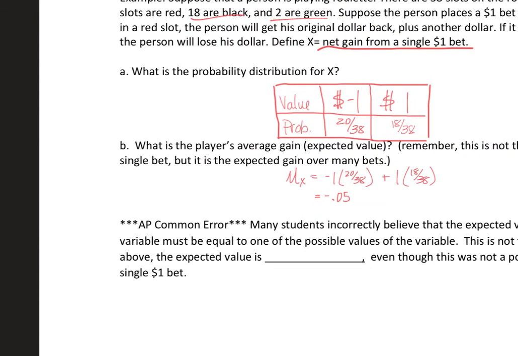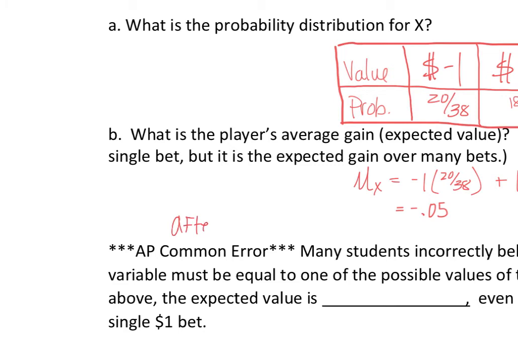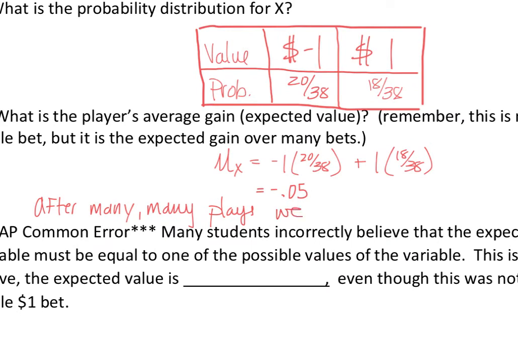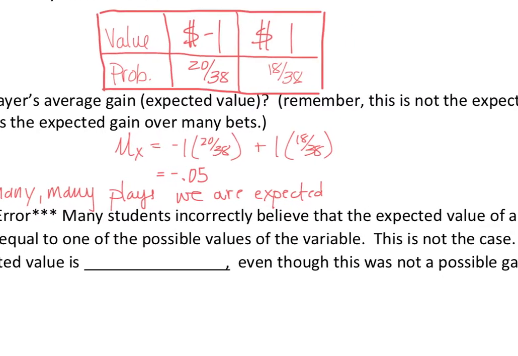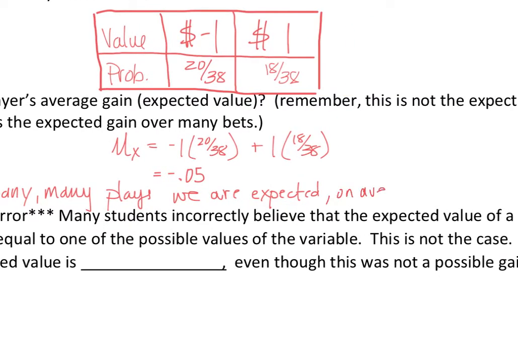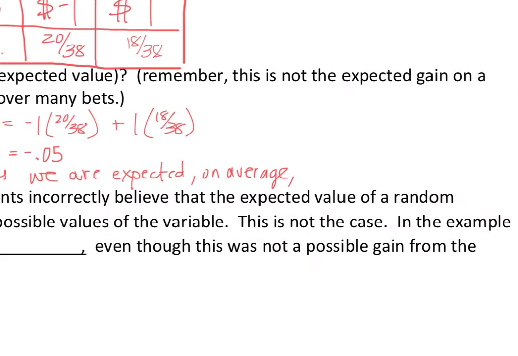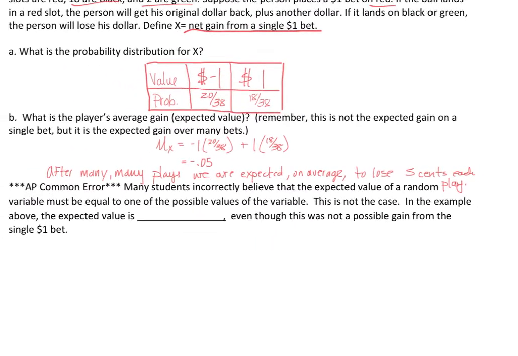So let's interpret this. This essentially means after many plays, we are expected, on average, to lose 5 cents each play. And there it is. All right?